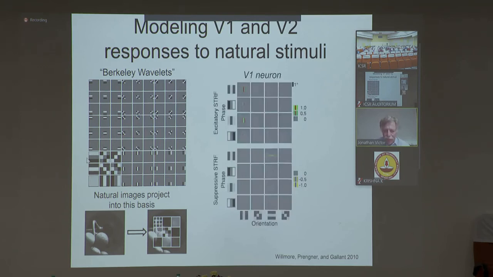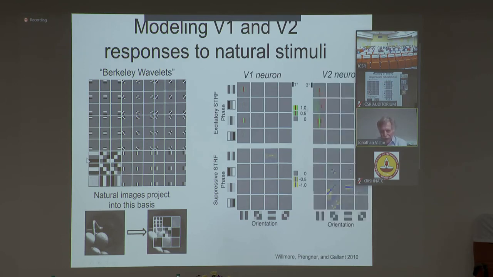So when he does this with a typical V1 neuron, he finds that a V1 neuron will respond to wavelets that tend to have a particular localization in space and a particular orientation, not so surprisingly, and suppressed by other wavelets. When we go to V2, one finds the same thing. It's just that you may have a bit more of the suppressive wavelets and a bit more diverse set of orientations.